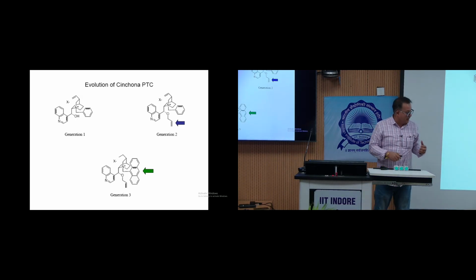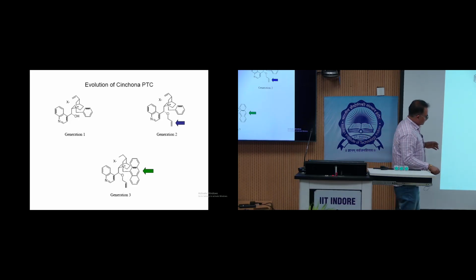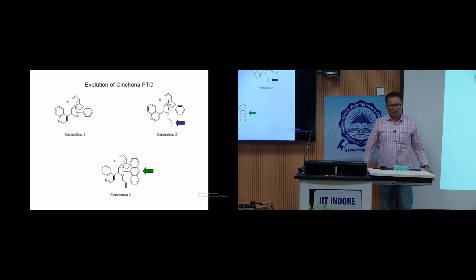Now slowly they thought, why not make it bulkier so that the enantioselectivity becomes very high. In that case, they replaced this benzyl with what? What is this backbone? What is this backbone called?